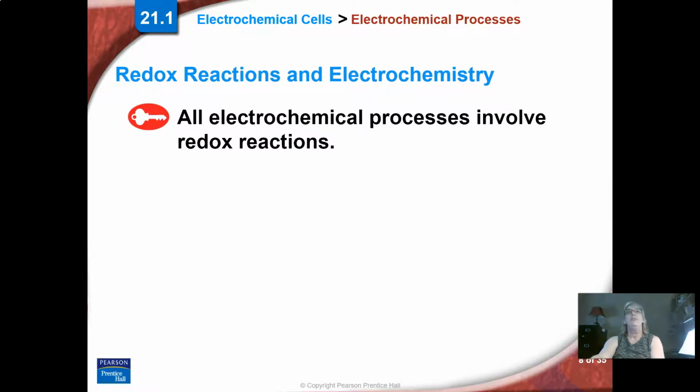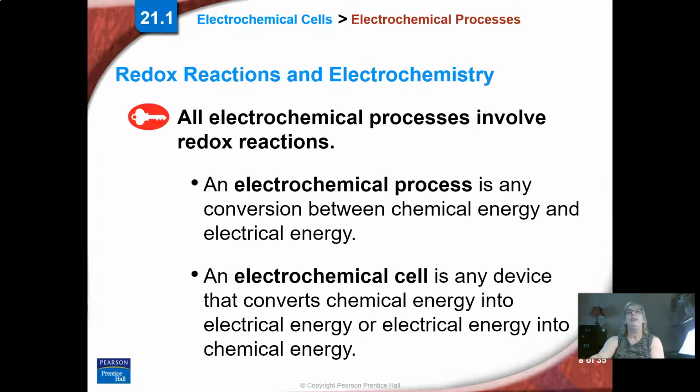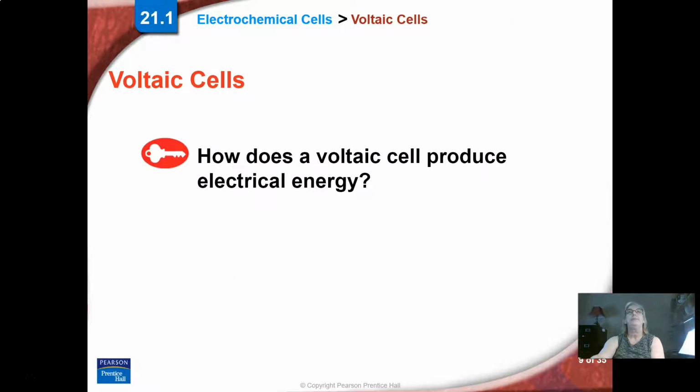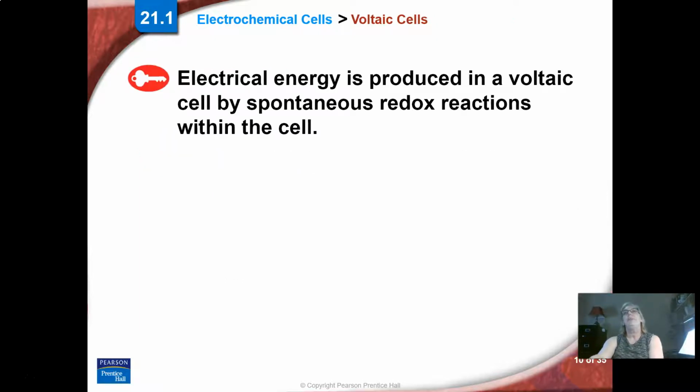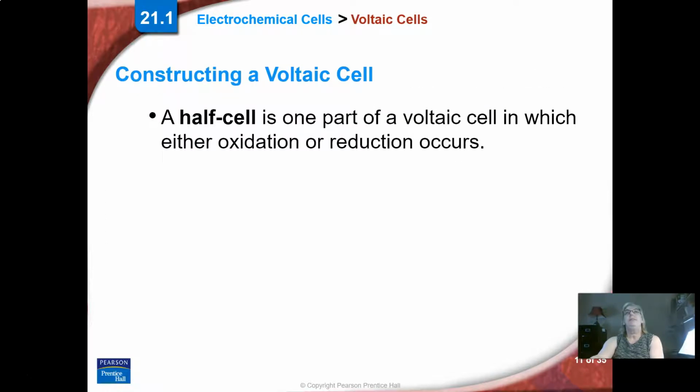So all electrochemical processes are redox reactions. Somebody's oxidized, somebody's reduced. And we can use this to convert back and forth between chemical and electrical energy. And so we're going to talk about electrochemical cells in this section. A voltaic cell produces electrical energy by having a spontaneous redox reaction like I just showed you. They're named after Volta, who figured it out. He was able to make a cell called a voltaic cell. We named it after him.